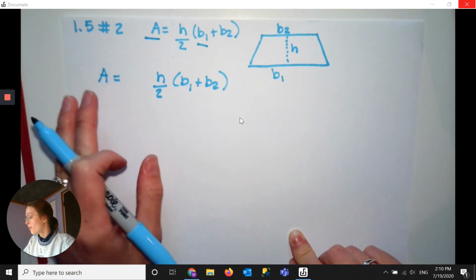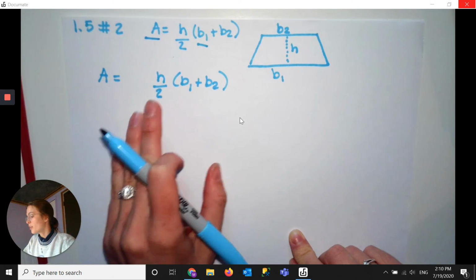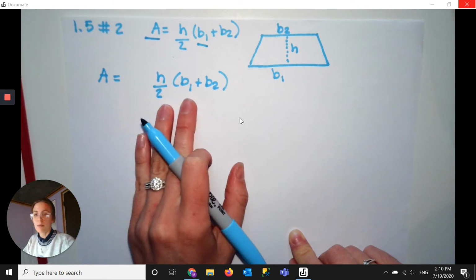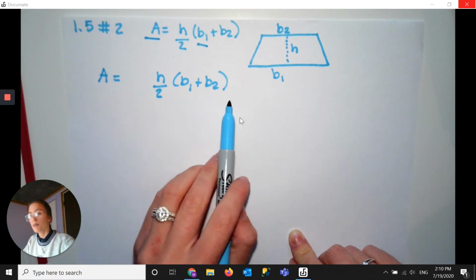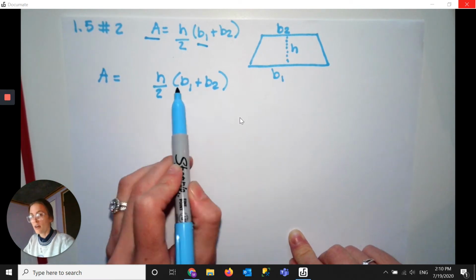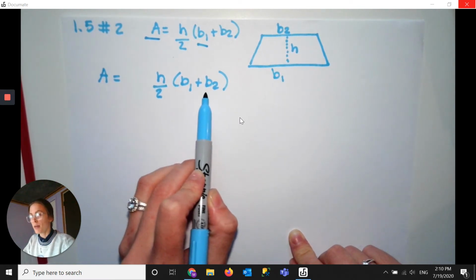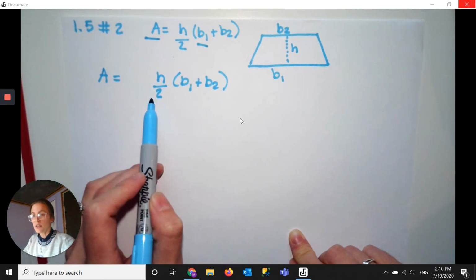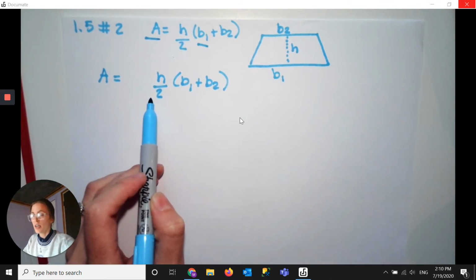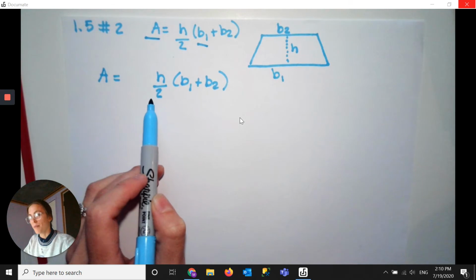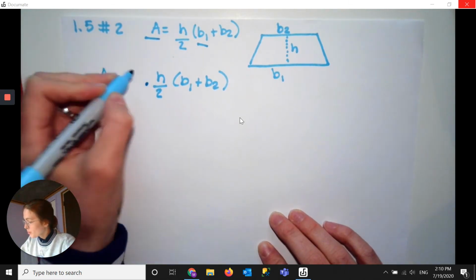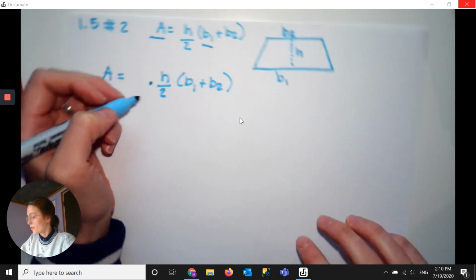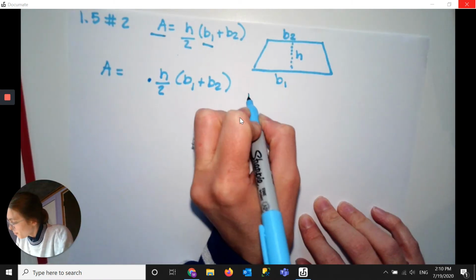So here we have A equals H over 2 times B sub 1 plus B sub 2. Now you can notice that B sub 1 plus B sub 2 right here, that's multiplied by H over 2. So that's the first thing that we're going to have to undo in order to solve for B sub 1. So to undo this, we can multiply by its reciprocal. So I'll write that down for you.